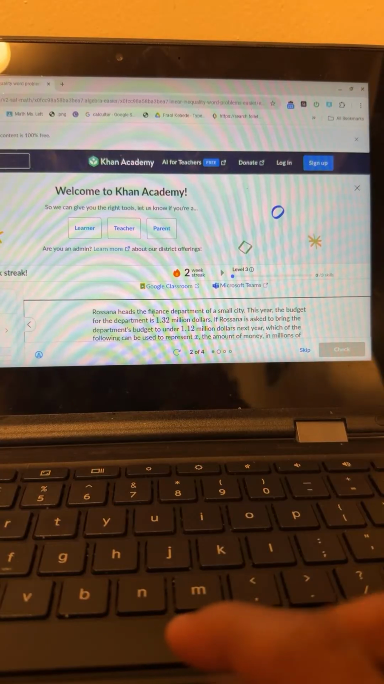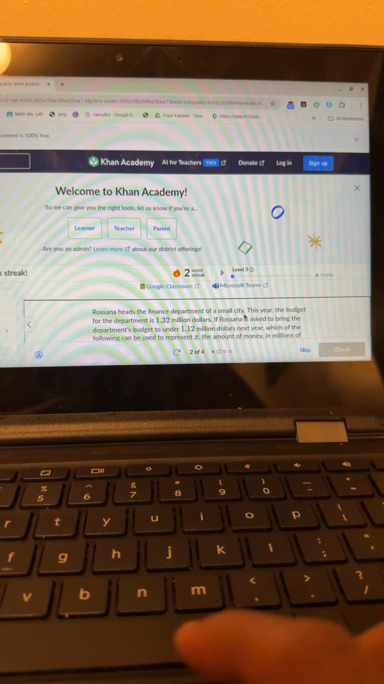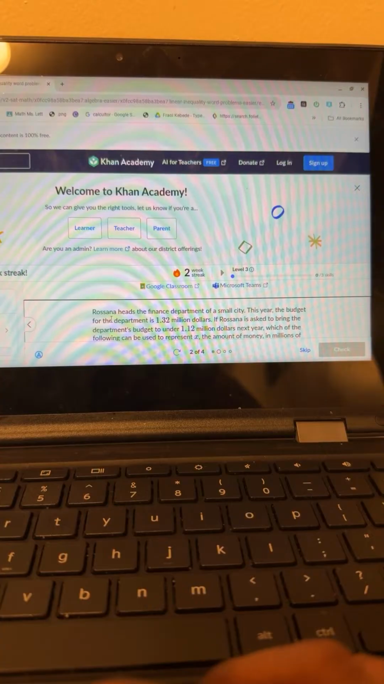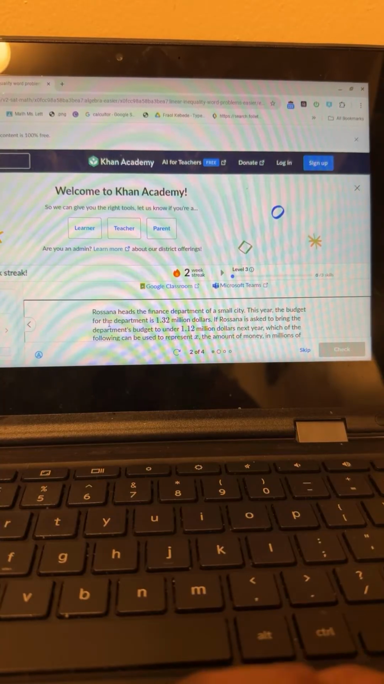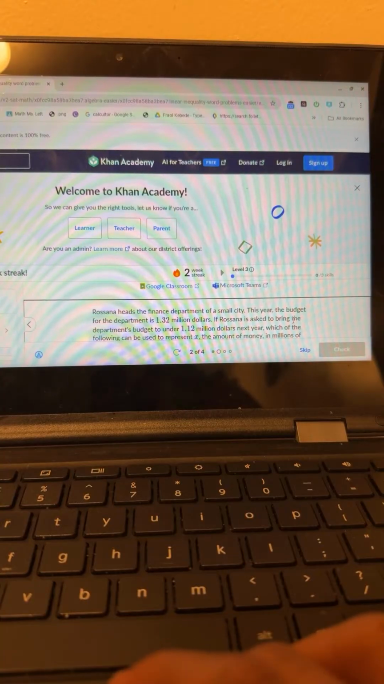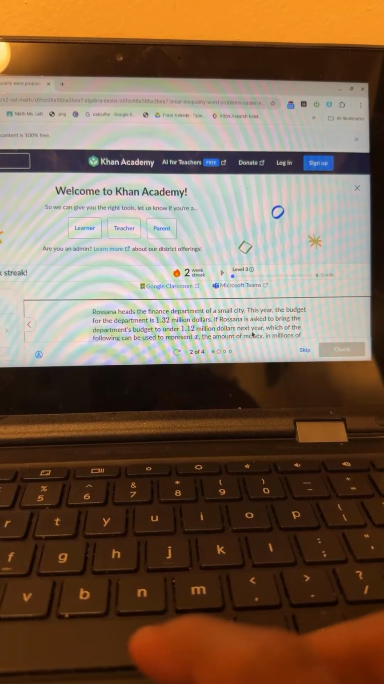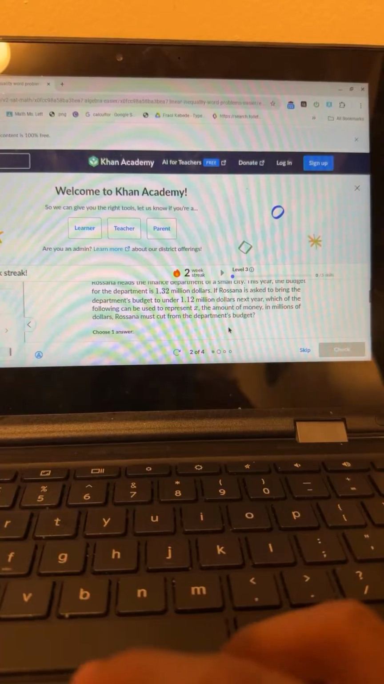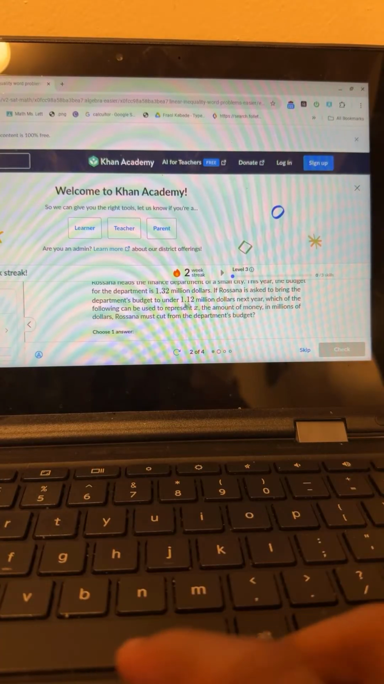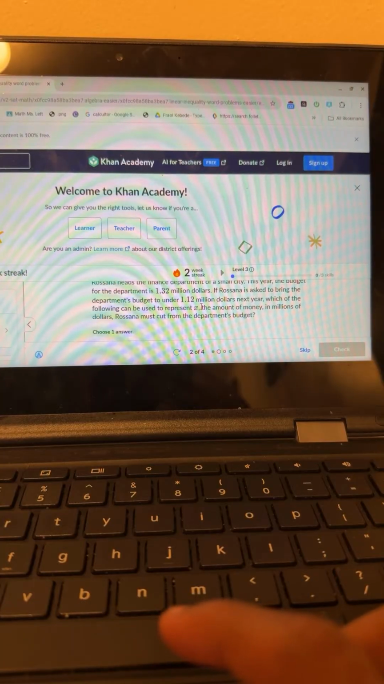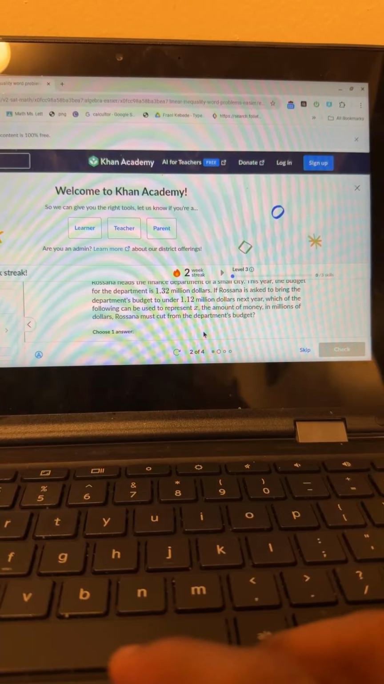Rosa heads the financial department of a small city. This year, the budget for the department is 1.3 million. If Rosa is asked to bring the department budget to under $1.12 million next year, which of the following can be used to represent X? The amount of money in millions of dollars Rosa must cut from the department budget.